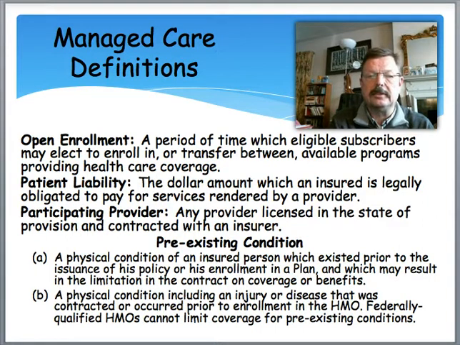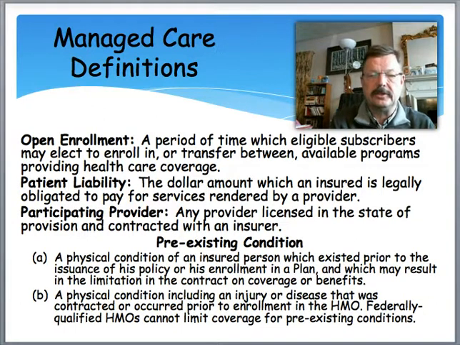Patient liability is the dollar amount which an insured is legally obligated to pay for services rendered by the provider. A participating provider is any provider licensed in the state of provision and contracted with the insurer.